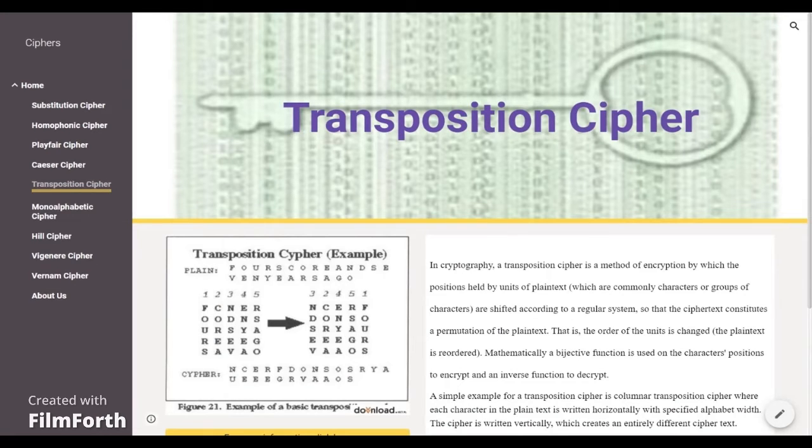Now comes transposition cipher. In cryptography, a transposition cipher is a method of encryption by which the positions held by units of plaintext are shifted according to a regular system, so that the ciphertext constitutes a permutation of the plaintext. Mathematically, a bijective function is used on the characters' positions to encrypt and an inverse function to decrypt.